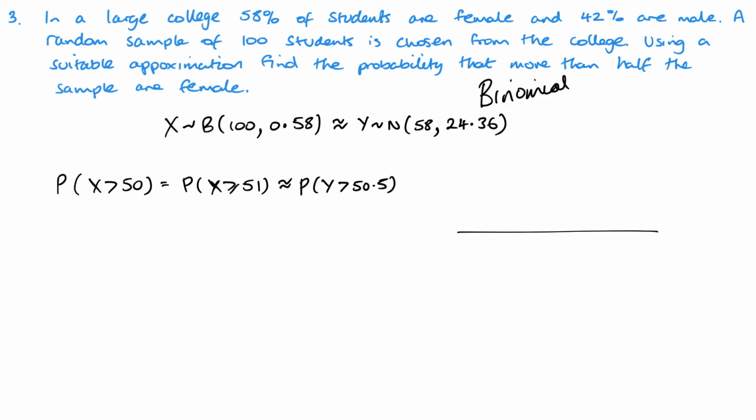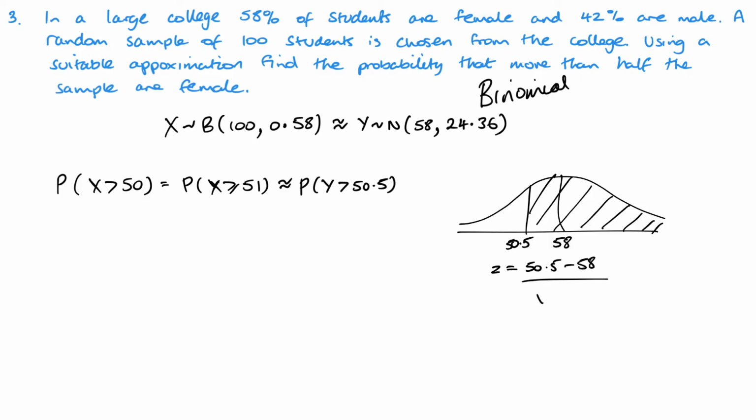As usual, just going to do a very quick sketch. So if I think about it, the mean is 58, isn't it? And we are looking at greater than 50.5. So that is what we're trying to find here. So first find my value of z. So 50.5 minus 58 over the square root of 24.36. And that gives me minus 1.52 to 3 significant figures.